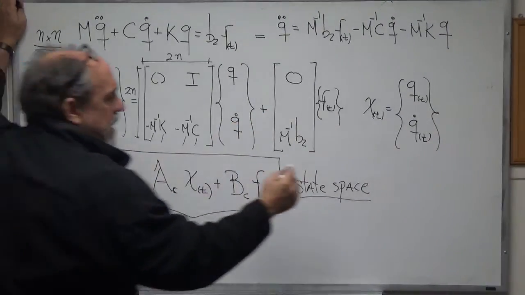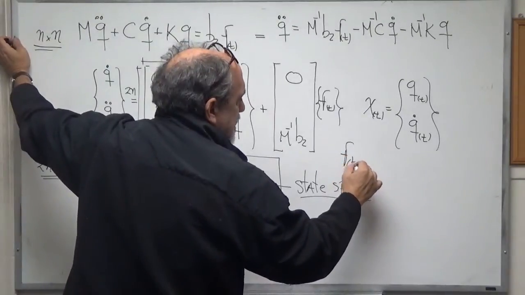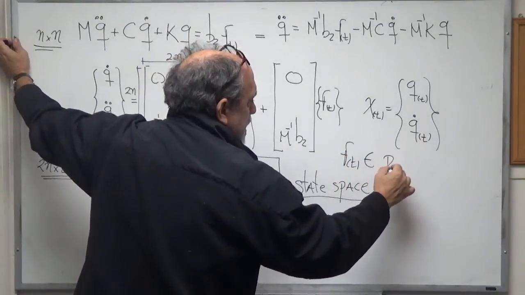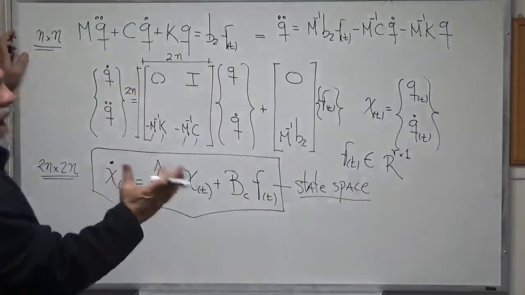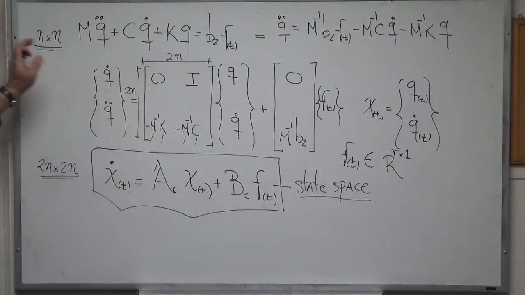And F(t), I don't know if I put it before, belongs to the reals, and it is R by 1. That is, there are R values in F(t) at any given time. Okay? This is the state space formulation.